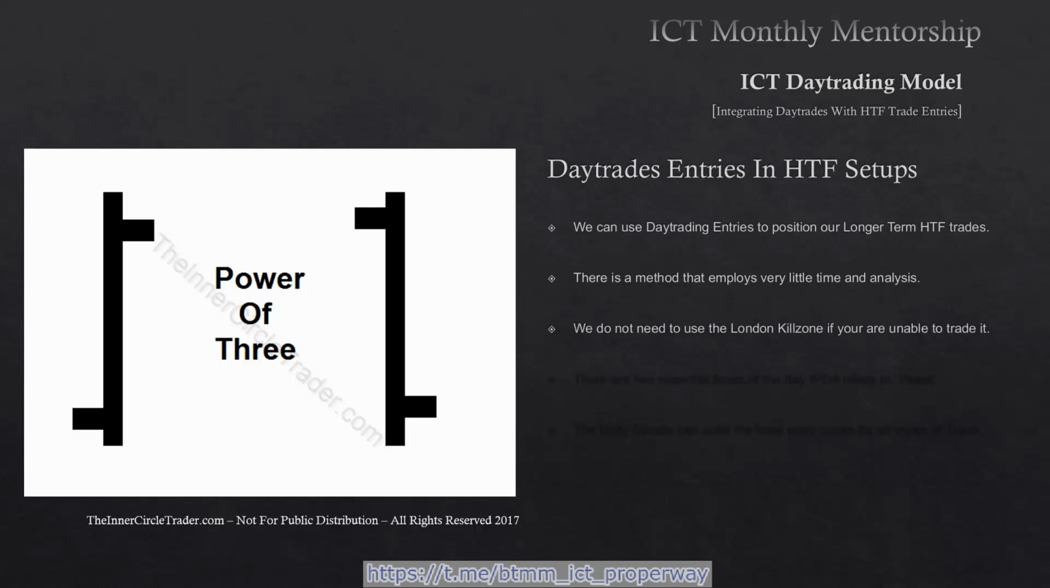We do not need to use the London kill zone if you're not able to trade it. Some of you aren't able to get up, aren't able to stay awake, can't do it because of business, family, work. I get it. Trust me, I've been there. We don't need the London kill zone to be a day trader. You don't need the London kill zone to be entering with your higher time frame setups as a day trader either. There's a way of using day trading concepts to facilitate an entry on longer term, higher time frame setups.